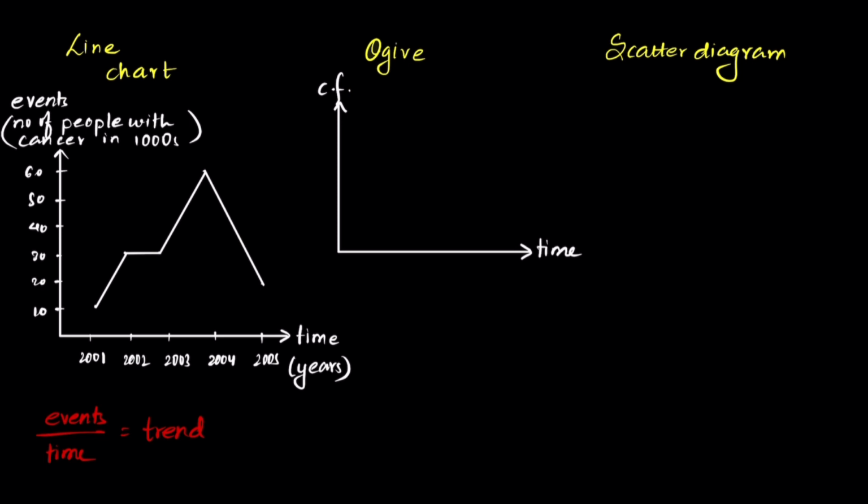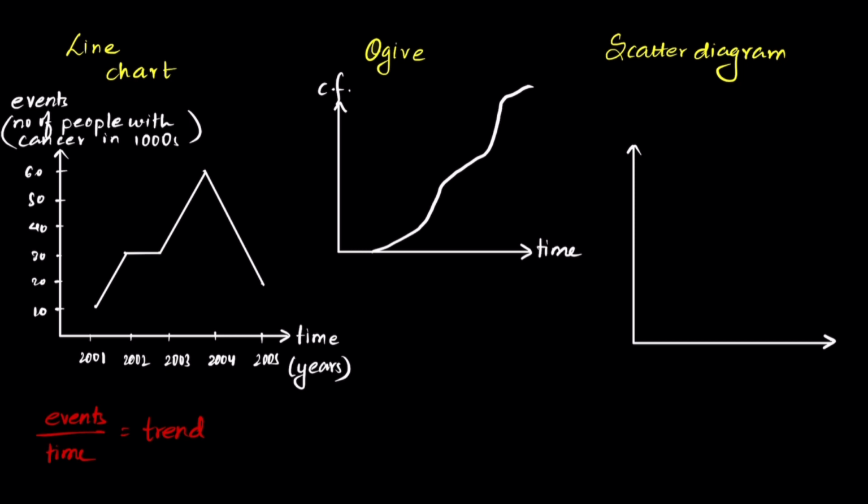So the graph in between cumulative frequency and time is what you call an ogive. Okay. Finally, there's your scatter diagram. In scatter diagram as well, there are your two axes. There's your x-axis and y-axis. In scatter diagram, on both x-axis and y-axis, you have quantitative data.